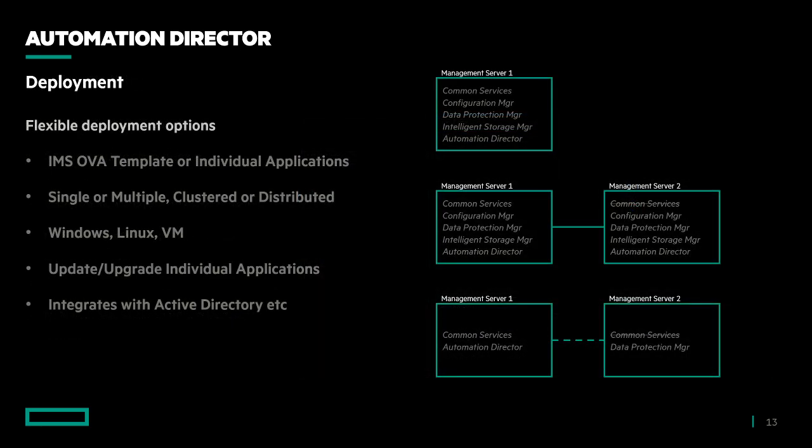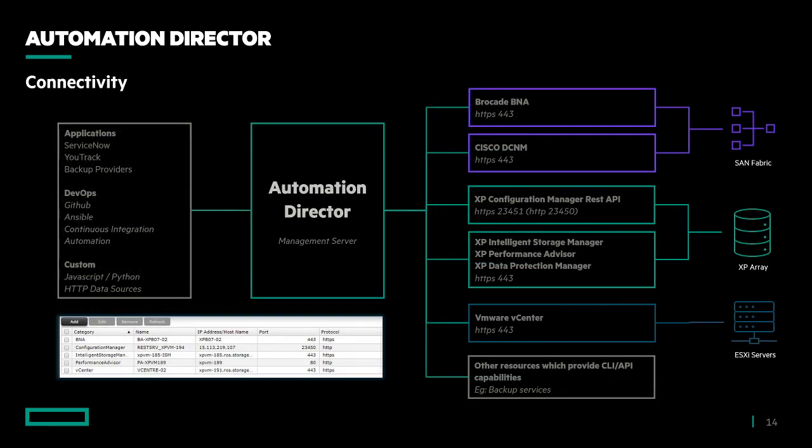Deploying AD couldn't be simpler. It comes as part of the IMS OVA template, but it may also be installed independently if desired. Various server configurations are supported and provide distributed and high availability for the AD installation. Where AD is deployed on a single server as part of the IMS OVA, it may be able to operate without any other connectivity. However, to fully leverage its capabilities, or in the case of a distributed deployment, the AD server will also need to connect to other devices and applications over the network. Some examples are shown here.